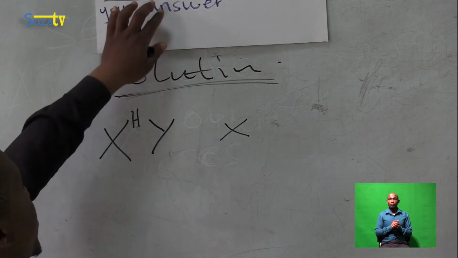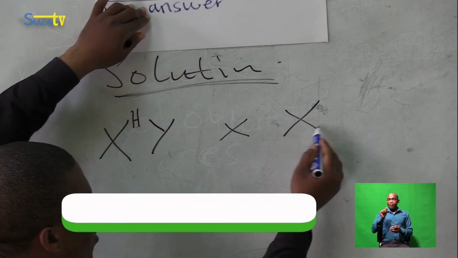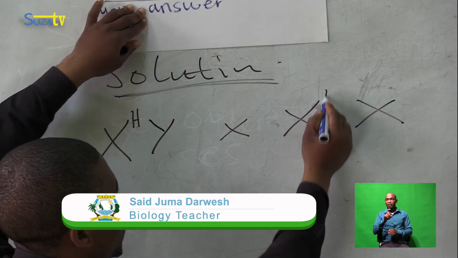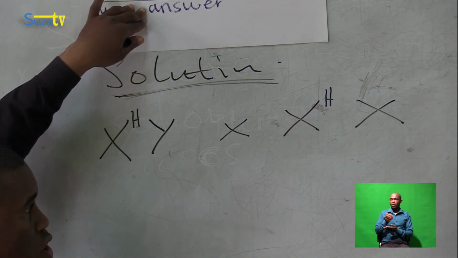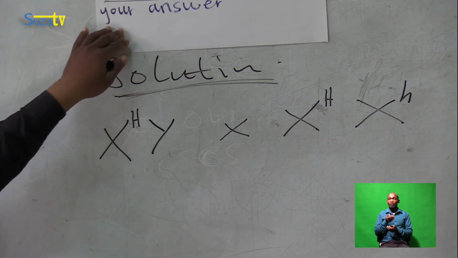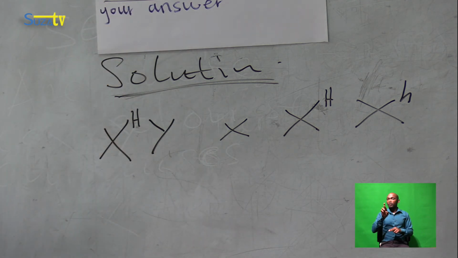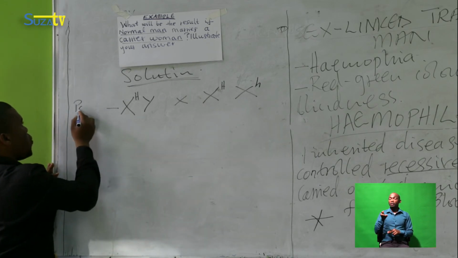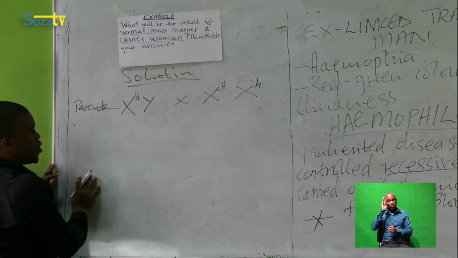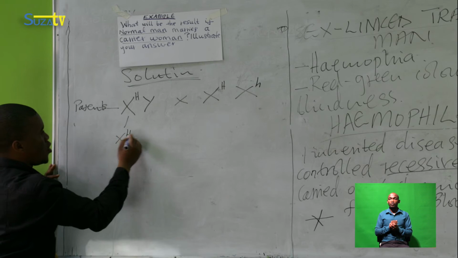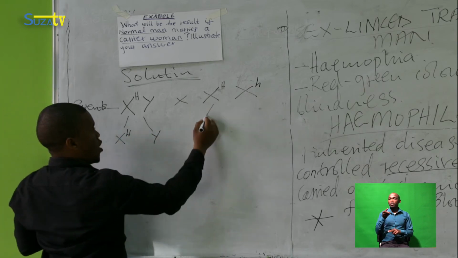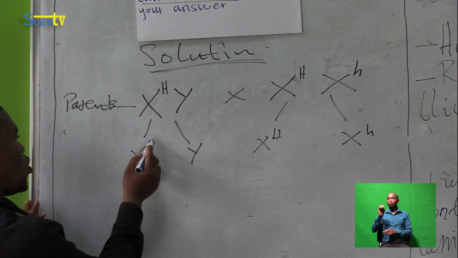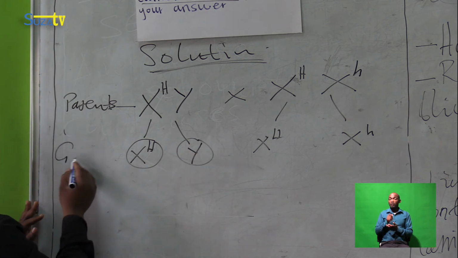He marries a carrier woman. We write like this: this is the woman, who possesses XX chromosomes. So she is a carrier. We write a dominant gene here, and here we put a recessive gene because she is a carrier. So these are the parents. We put this here, and this chromosome will come here. So this one we may call a gamete.